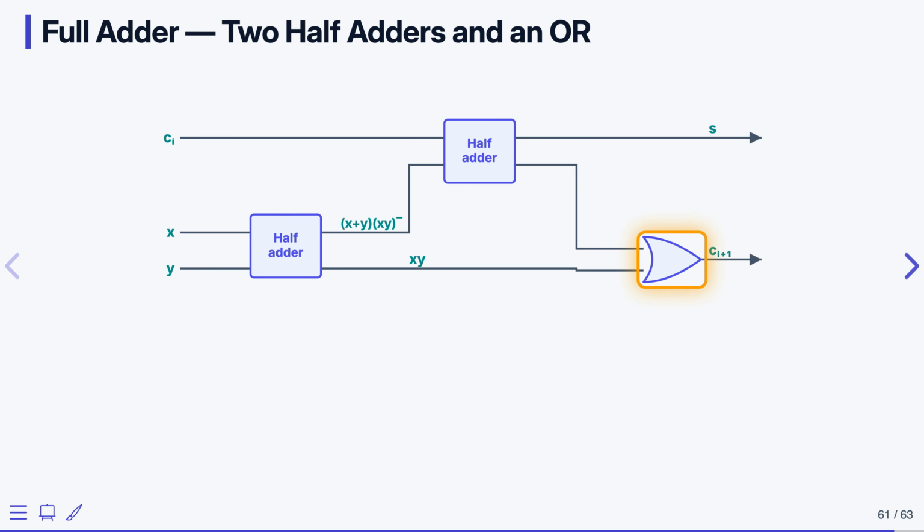Now the carries. Each half adder also produces a carry of its own. Only one of them can ever be one at a time, so we simply feed both into an OR gate. Its output is the outgoing carry, C sub I plus 1. 2 half adders and 1 OR gate. That is a full adder.